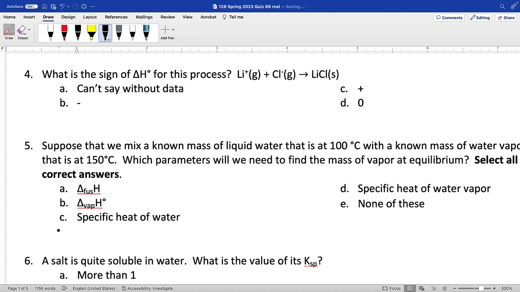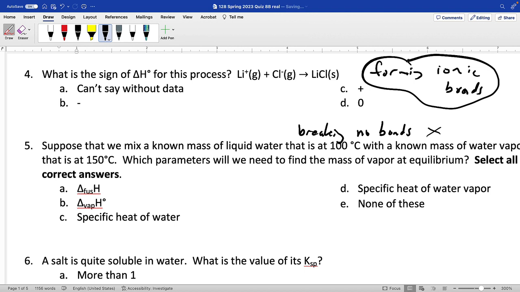What's the sign of delta H for this process? So here we have a process, notice we're forming ionic bonds. So we'll write that, forming ionic bonds. And we're not breaking any bonds, so we'll just say breaking no bonds. It costs energy to break bonds, but we're not breaking any bonds, and so we don't have to worry about this. But we're forming bonds. Forming bonds releases energy, so we know that this is going to be an exothermic reaction.